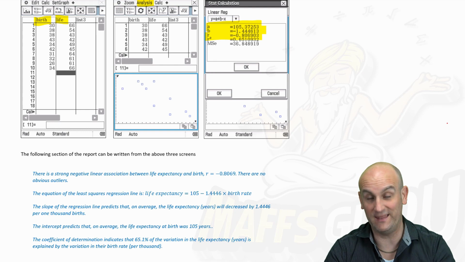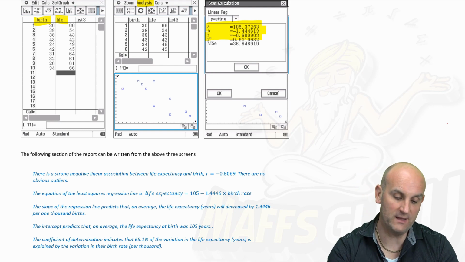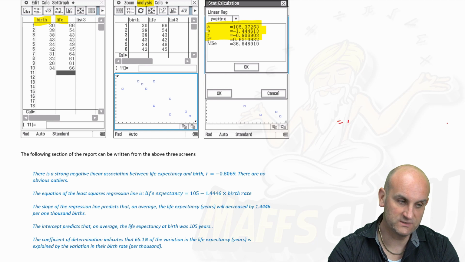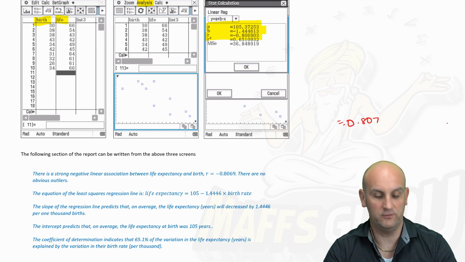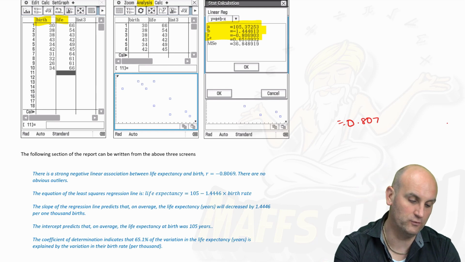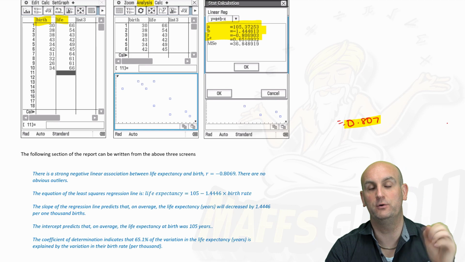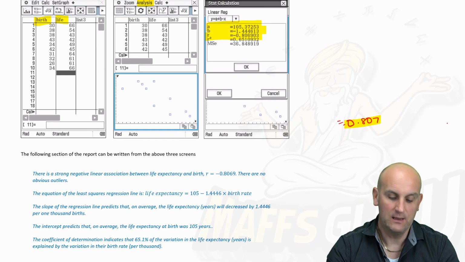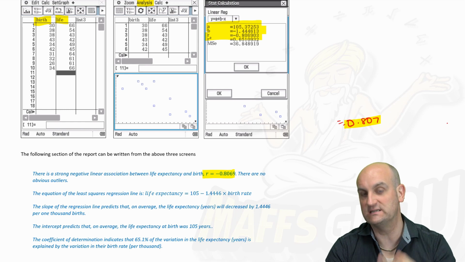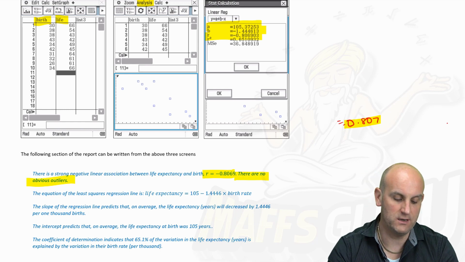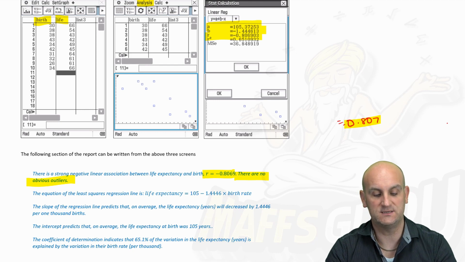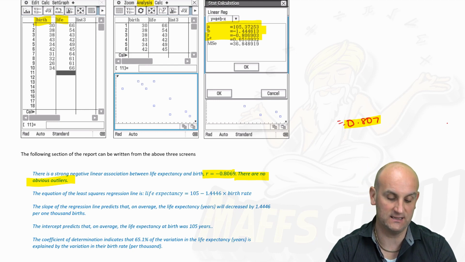From our value of R, which is negative 0.807, rounded to three decimal places, or three significant figures, we now have a strong negative linear association between life expectancy and birth rate. Put the actual labels in. We've given our R value just so that we can back it up, and looking at our graph, there are no obvious outliers. Drawing this allows us the opportunity to see if there are any outliers. So that's from that screen.